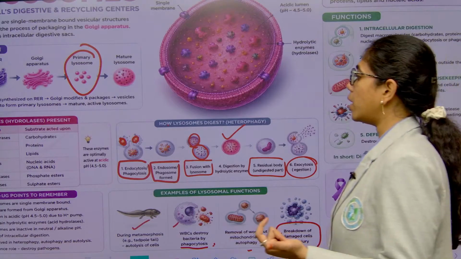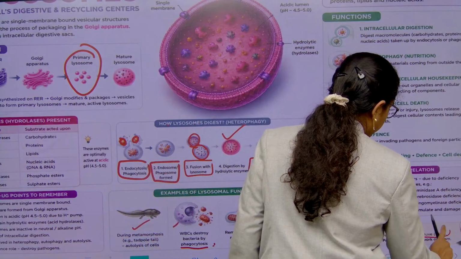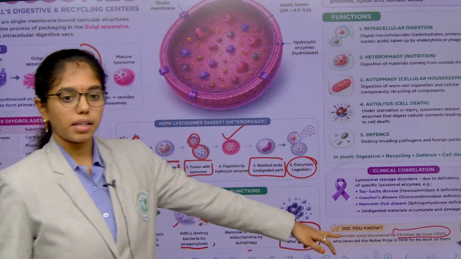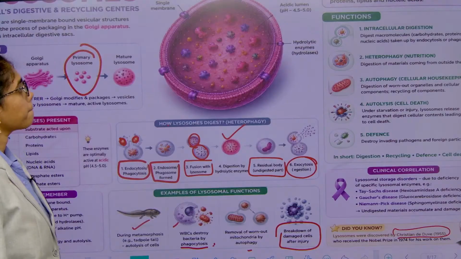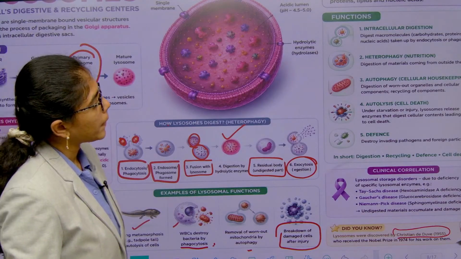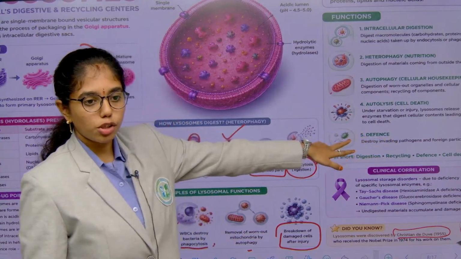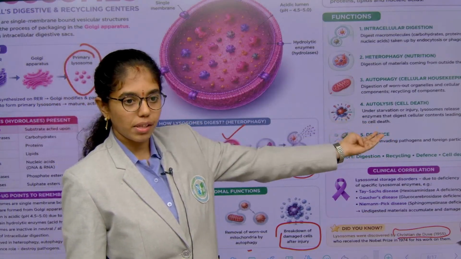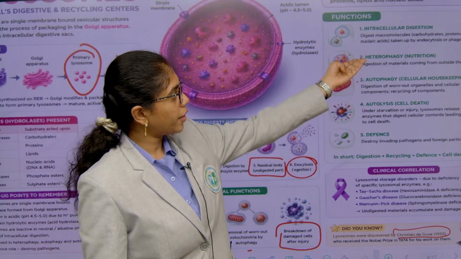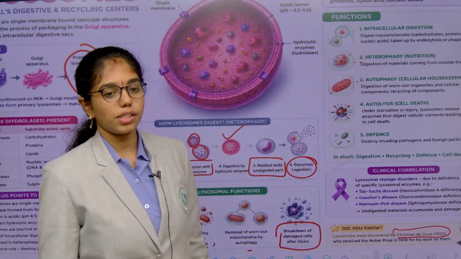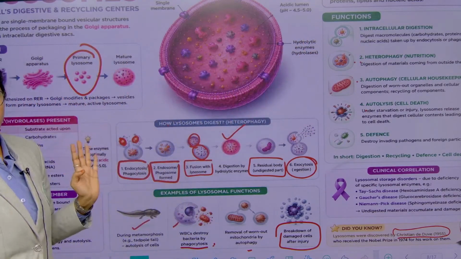Lysosomes were discovered by Christian de Duve. He is the scientist, Christian de Duve. These are the functions that you already know. They are the suicidal bags of the cell, help in defense and immune system, autolysis, autophagy, heterophagy, and intracellular digestion. These are the 5 functions that are performed by lysosomes.